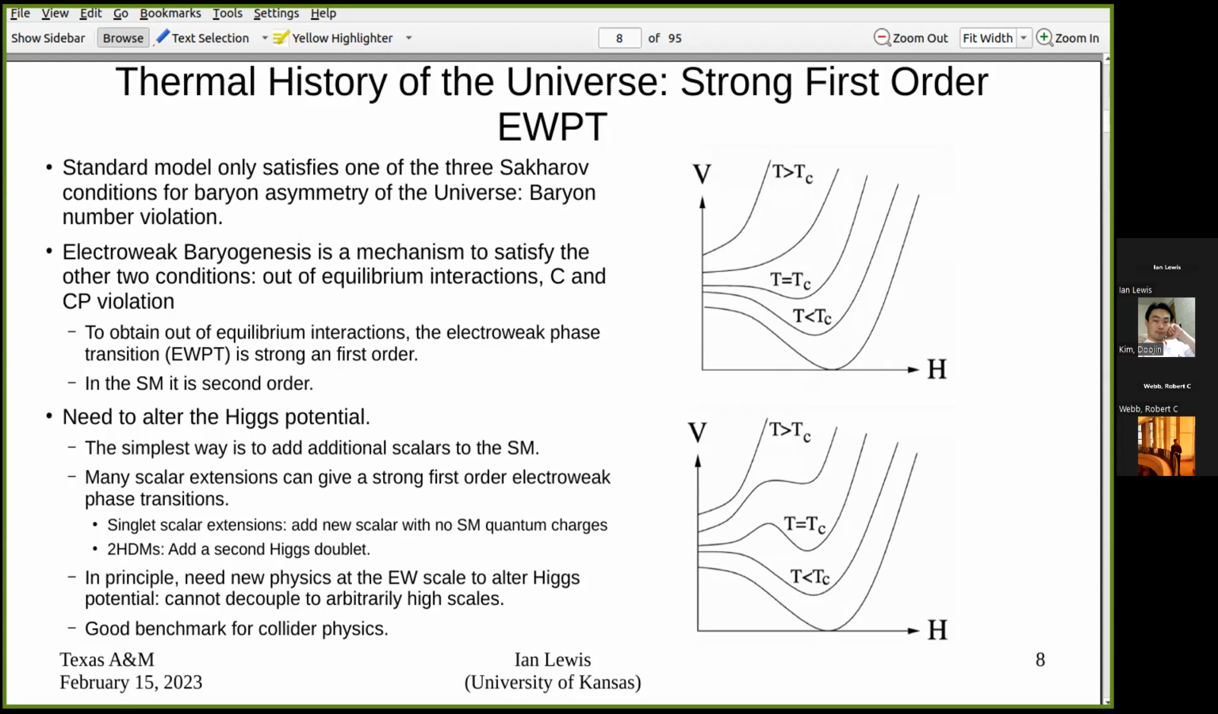The Standard Model only has baryon number violation, and this is at very high temperatures in the early universe. You have this, but you don't have enough CP violation. You don't have out of equilibrium interactions. CP violation I'm not going to comment on, but for these out of equilibrium interactions, you want to change the electroweak phase transition. So what happens in the Standard Model?